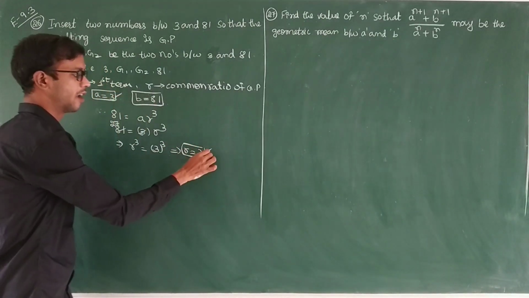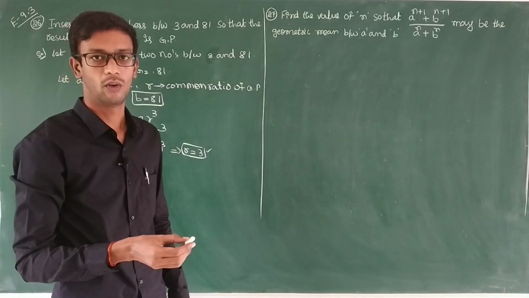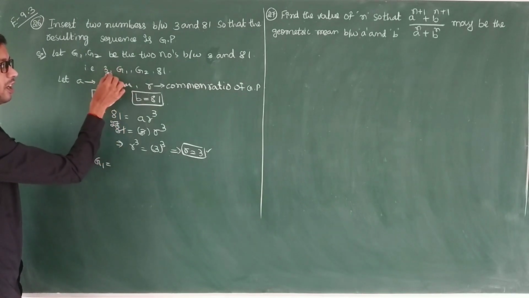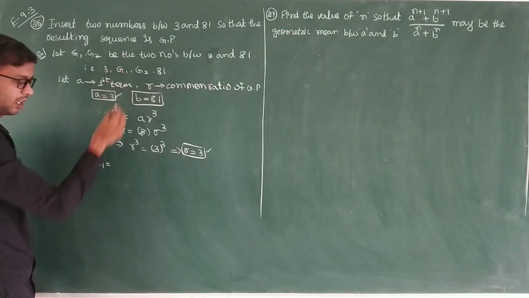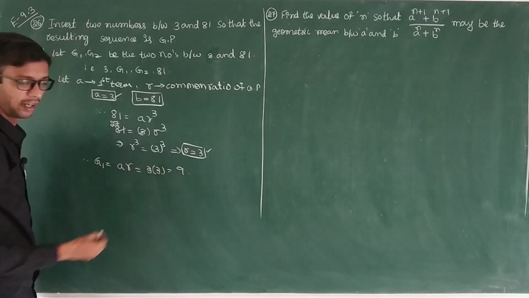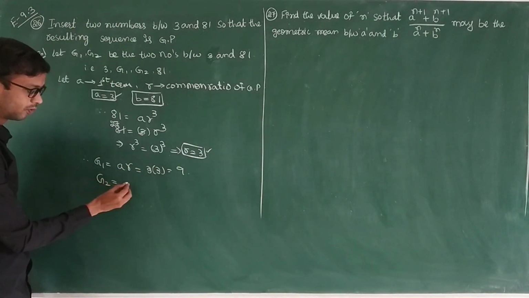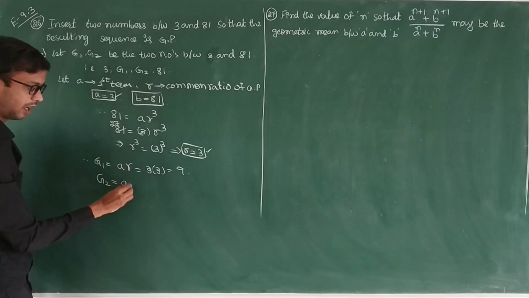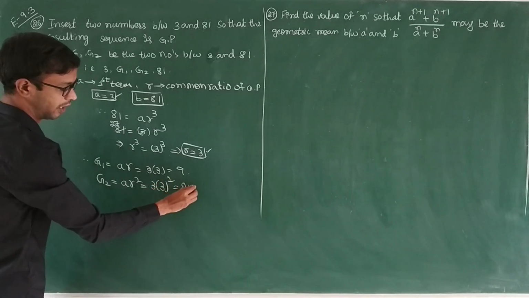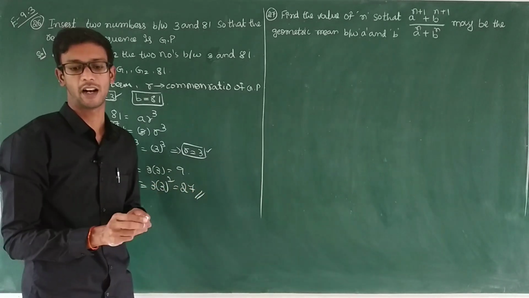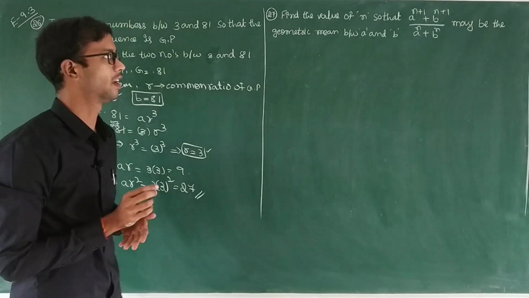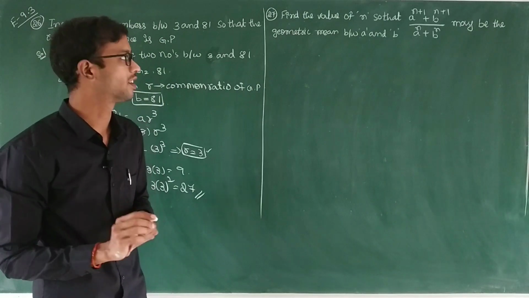The A value we know, the R value we know. So now the values of G1 and G2. Therefore G1 is which term here? 1, 2, second term. So AR, that is equal to 3 into 3, which is 9. Next G2 is nothing but the third term, AR square, 3 into 3 square, that is 27. So the required numbers are 9 and 27.